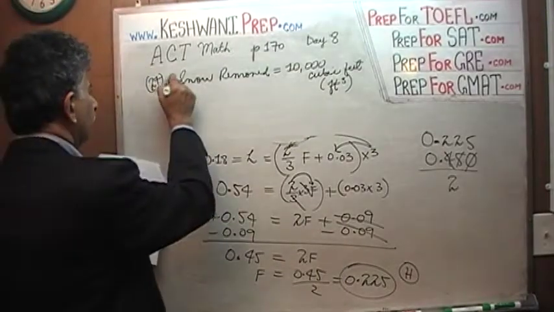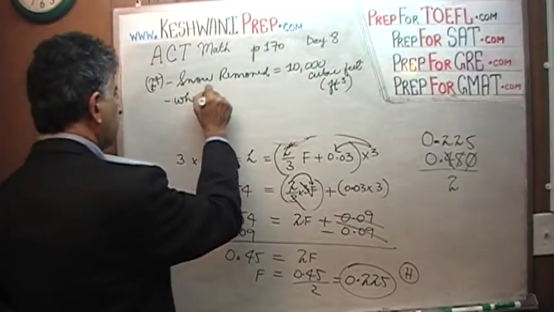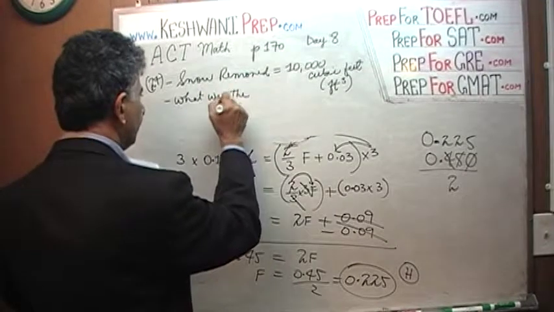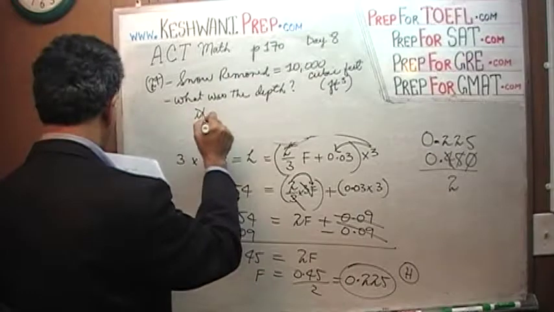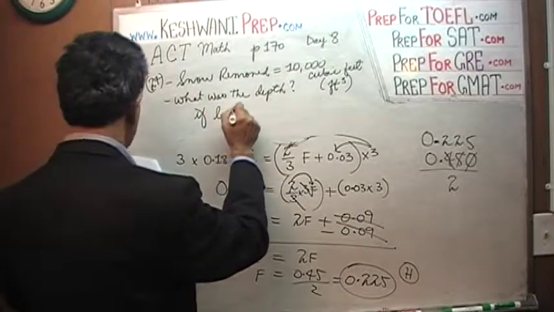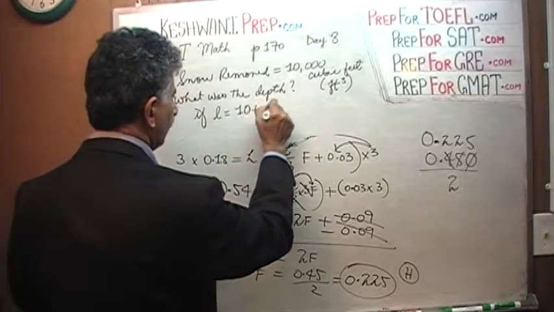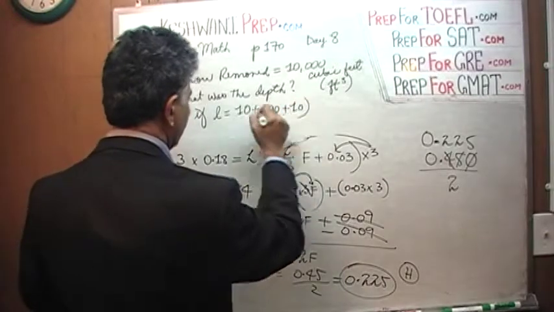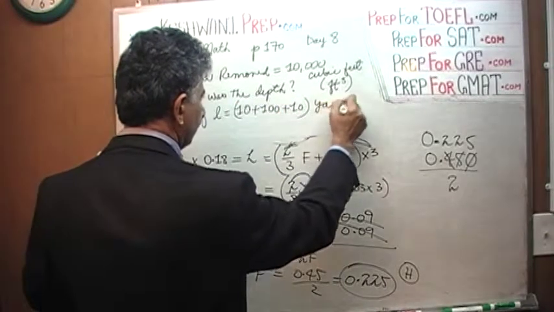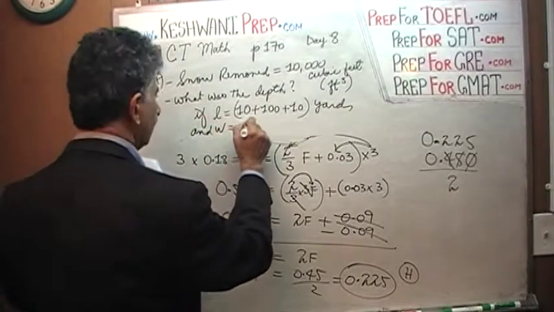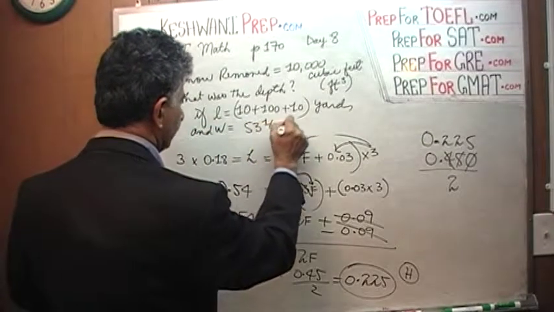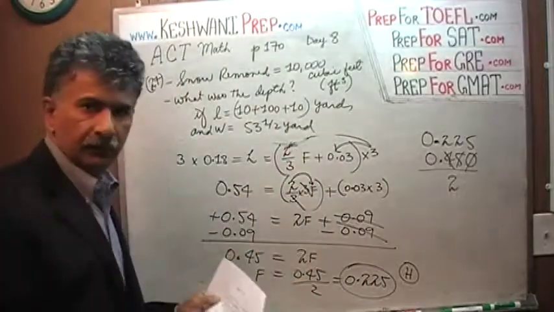Question is, what was the depth if L equals 10 plus 100 plus 10 yards and width equals 53.5 yards. Let's find out, shall we?